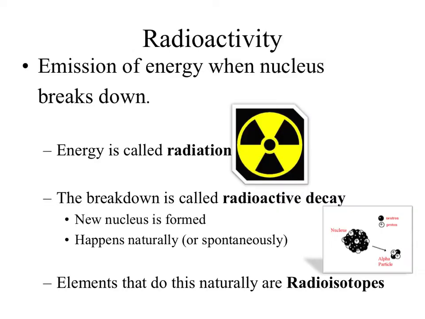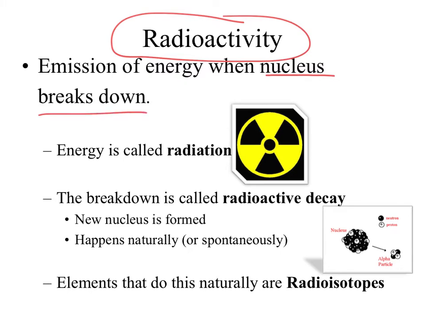So here we go. First thing is that radioactivity has a really simple definition. If there's energy coming from the nucleus when that nucleus breaks down, we call that radioactivity. So the idea that when a nucleus breaks down, it's giving off energy, we call that radioactivity. Now, that's the act of giving off energy, but that specific energy itself, we call radiation. All right, so a radioactive material gives off energy, and that energy we call radiation.